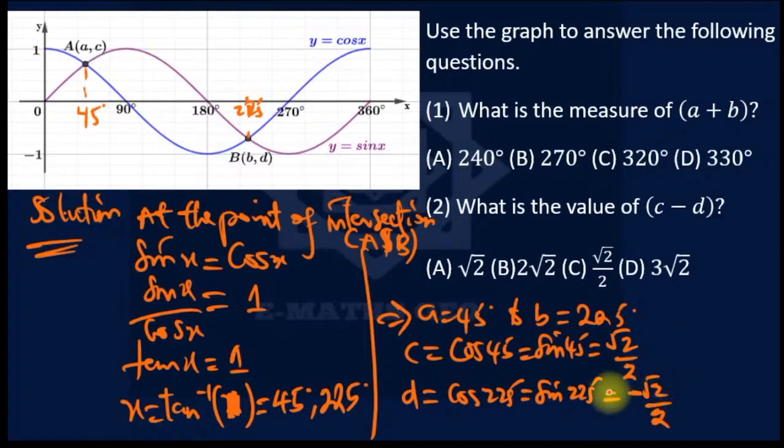So from here you can see our answers. A plus B is 225 plus 45, which is 2/7. YC minus D is root 2 over 2 minus minus root 2 over 2, which is root 2 over 2 plus root 2 over 2, which is root 2. So that's the answer. Thank you.